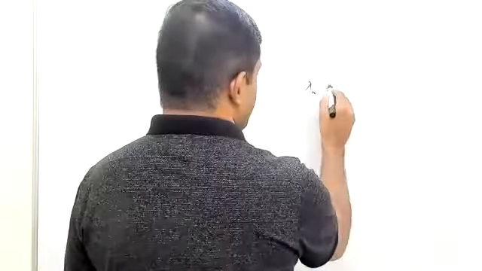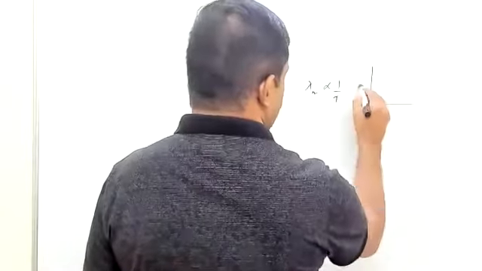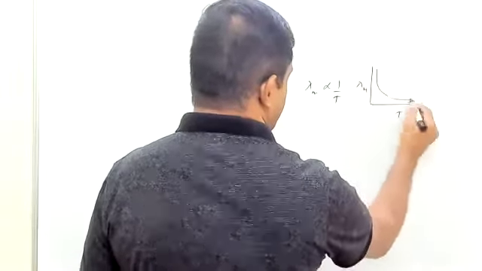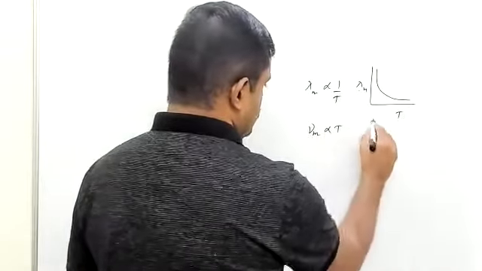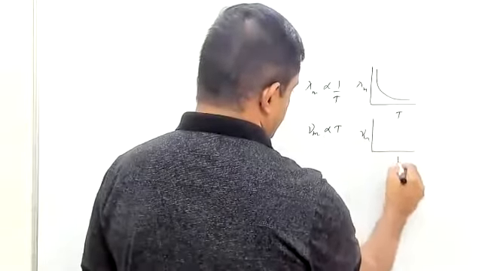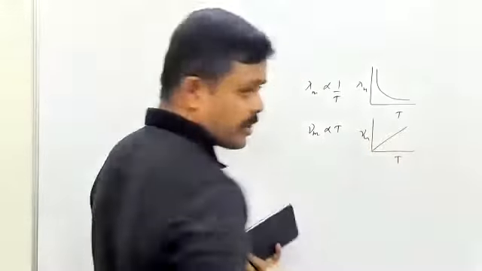Question number 15. Which of the following is the nu m versus T graph for a perfectly black body? You remember nu m and T. Do you remember the lambda m against T graph? Lambda m here, T here. The graph is a rectangular hyperbola. For the nu m against T graph, nu m is here and T here, you get a straight line.